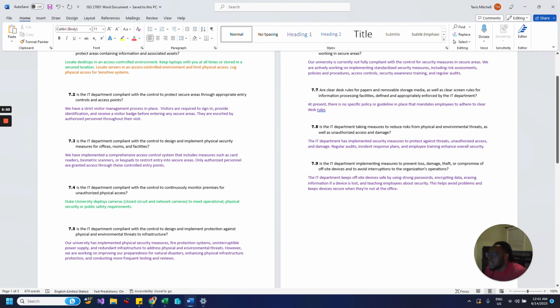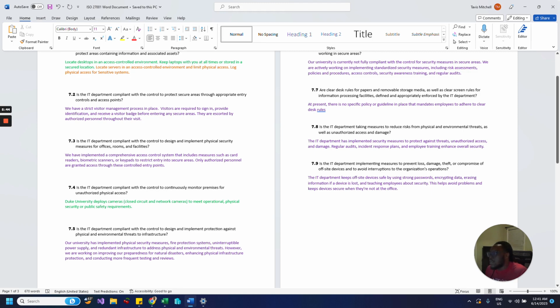7.2: is the IT department compliant with the control to protect secure areas through appropriate entry controls and access points? We have a strict visitor management process in place. Visitors are required to sign in, providing authentication, and receive a visitor badge before entering any secure area. They are escorted by authorized personnel throughout their visit. Everything in the purple, guys, remember, is AI generated. If it's green or orange, it's something I got from their actual documentation. 7.3.